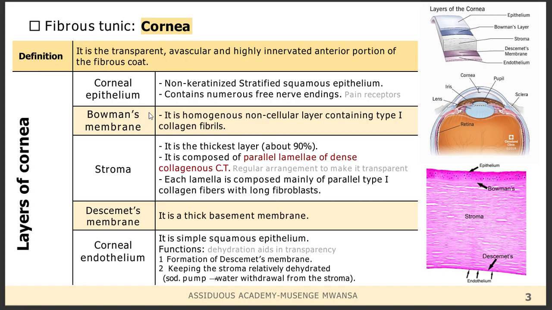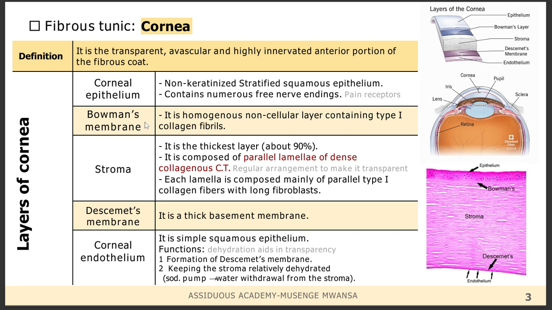Okay. So the epithelium of the cornea is the same as the epithelium of the skin, except the cornea is not dry, all right, it's wet. So it is non-keratinized, stratified squamous epithelium, the same epithelium found in the mouth, the esophagus, the vagina, and it contains numerous free nerve endings. Because it contains free nerve endings, these are receptors for pain, meaning that the cornea can feel pain. Remember, when it comes to viscera, internal organs, they don't feel pain, but the cornea can feel pain.